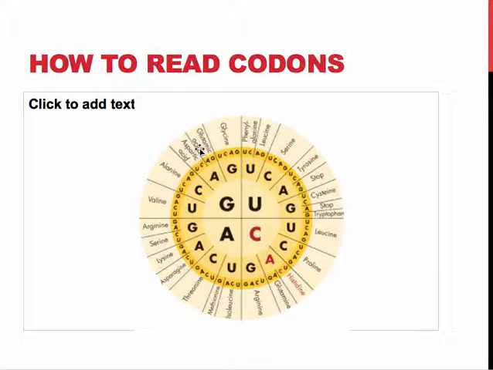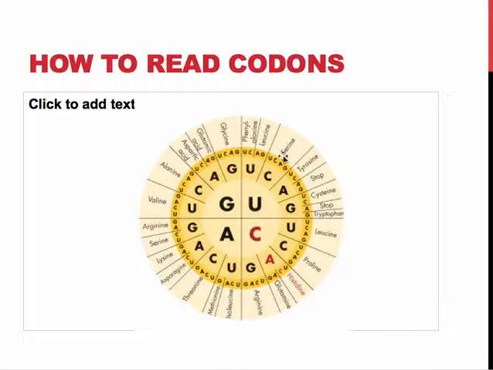Let me do another one. My codon is CUA. I start at the center, C, then I go to U, then I go to A, and that's leucine. So when I said many different codons make the same amino acid, for example, CUU makes leucine, but CUC also makes leucine, but CUA also makes leucine, and CUG. So as you can see, although there's 64 different combinations, they're not 64 different amino acids. As I said, there are only 20.